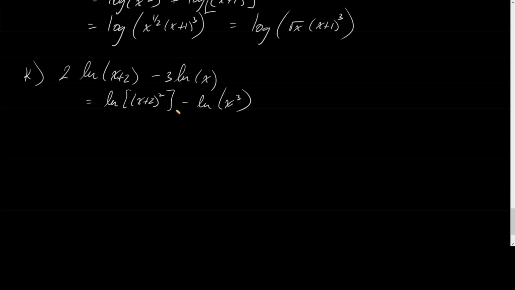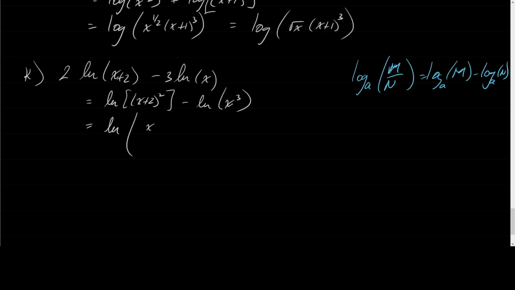And at that point, going backwards on the quotient rule, and I'll remind you of the quotient rule, that was log base a of m over n is log base a of m minus log base a of n. Barely fitted there. Could have started writing earlier. That's okay. Well, this is going to give me now ln of x plus 2 squared over x cubed. And that would be my final answer there.